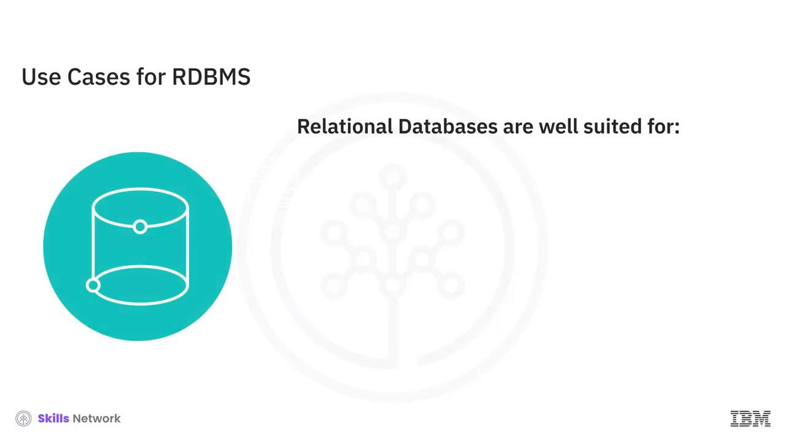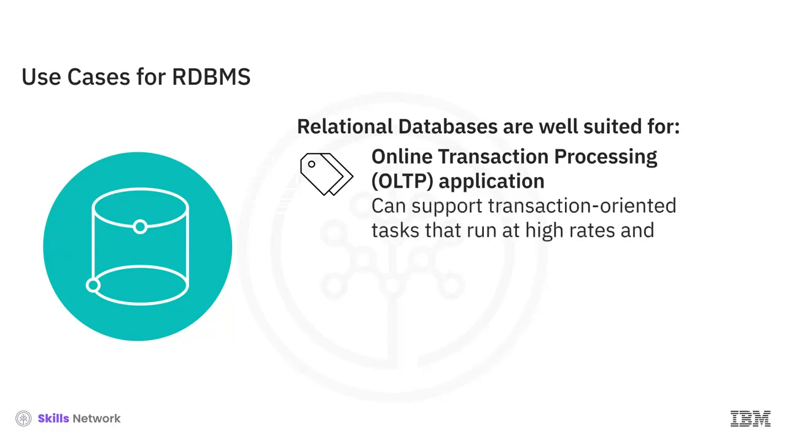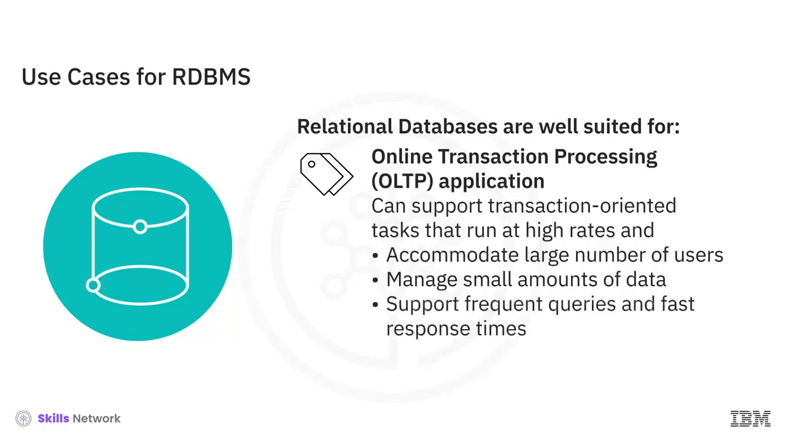Now we'll look at some use cases for relational databases. Online transaction processing. OLTP applications are focused on transaction-oriented tasks that run at high rates. Relational databases are well suited for OLTP applications because they can accommodate a large number of users. They support the ability to insert, update, or delete small amounts of data. And they also support frequent queries and updates as well as fast response times.